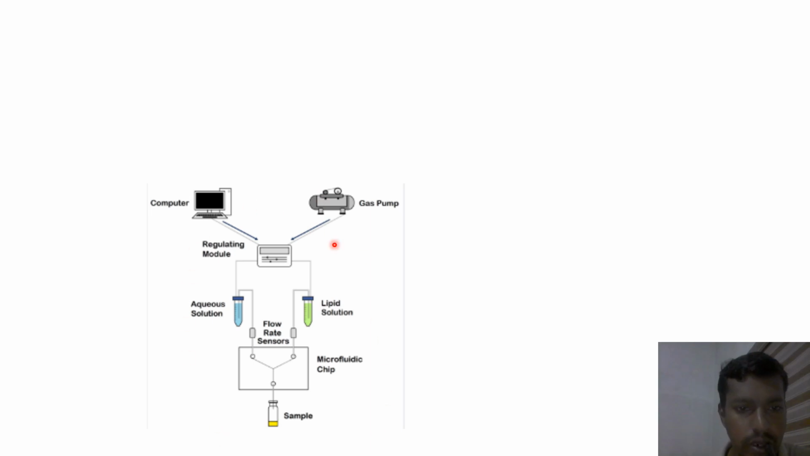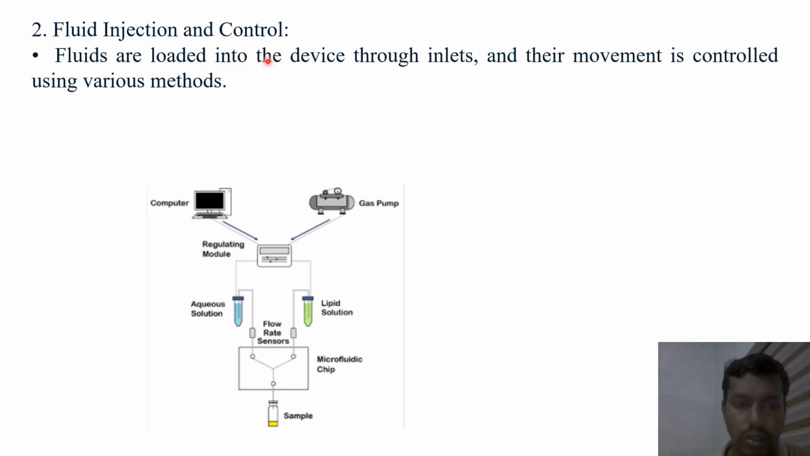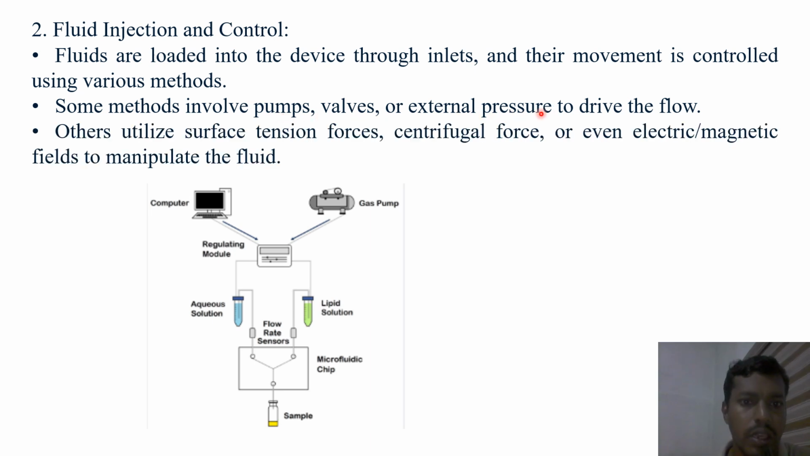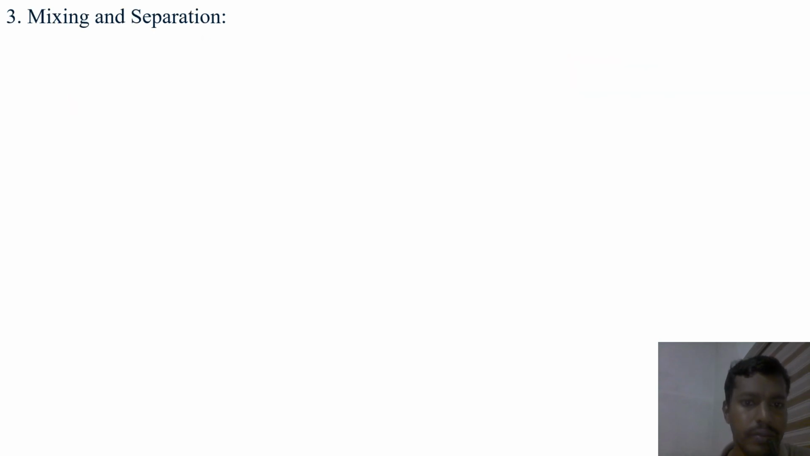The experiment is run by using a computer. There is a gas pump. That is fluid injection and control, which means that fluid is loaded into the device through the inlet, and the motion can be controlled by using various methods. Some methods involve pump, valve, external pressure. We can also utilize surface tension, centrifugal force, or electric or mechanical fields to manipulate the fluid.